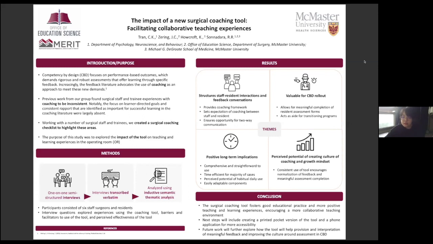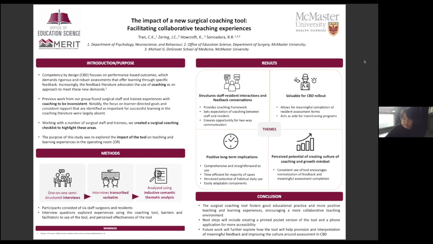They believe the coaching tool provides a more formalized framework for conversations that will facilitate the EPA identification through the goal setting, completion of the work-based assessments through direct observation, and performance change through real-time feedback and co-development of learning goals. The staff and residents report that the tool is comprehensive and straightforward to use and would be easily adaptable to make a habit of using in the long term, especially with CBME.